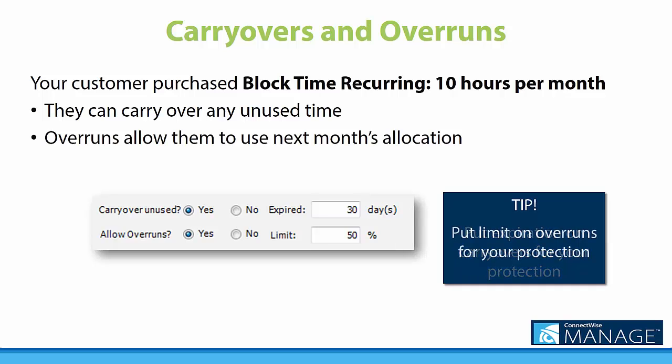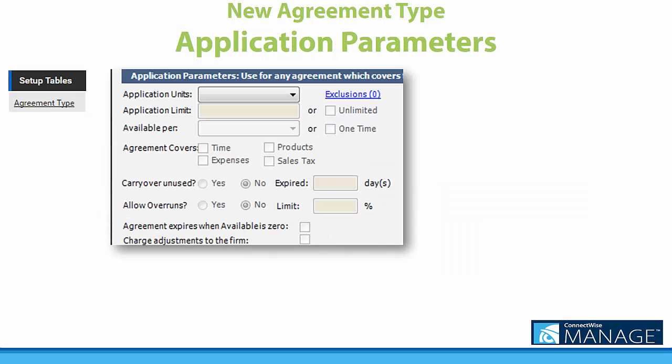For overruns, be sure to set a limit. This limit is set to 50% in our example. That means that the customer can draw from the future, but only half of the next cycle's allocation. For more protection for you, you can choose to have the agreement expire when their available allotment is 0. This is effective on a one-time agreement. All tickets at that point get billed at your default rate.